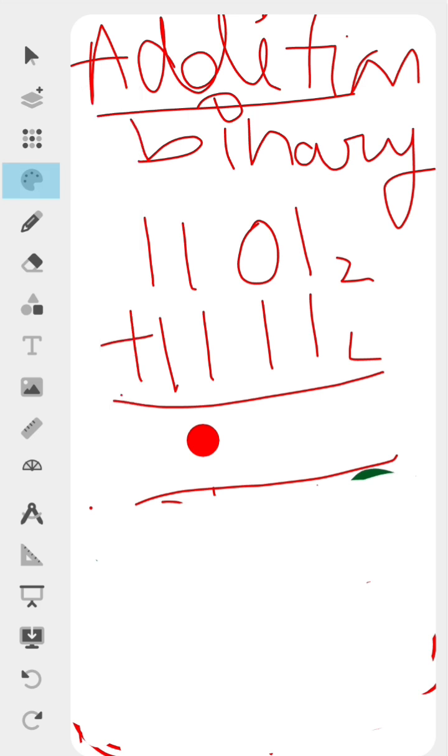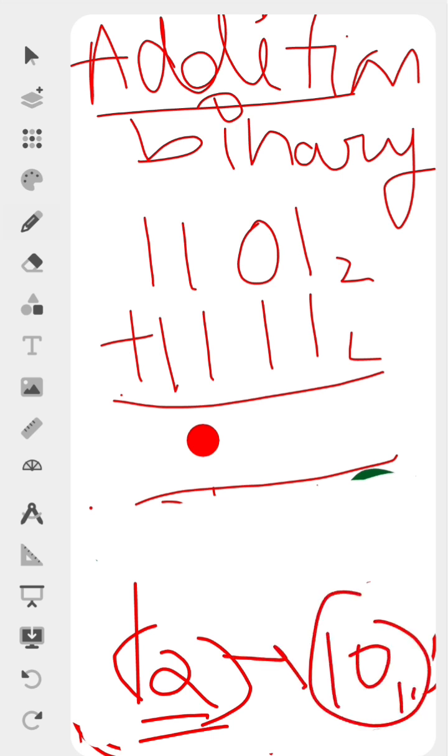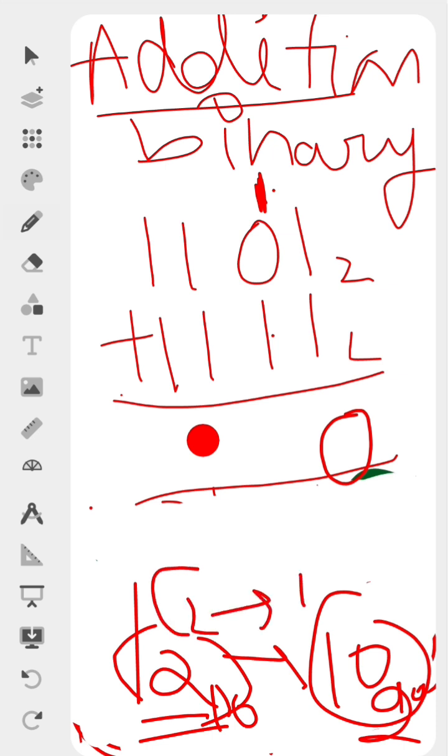So what will I do is 1 plus 1 was coming out as 2, and this 2 was nothing but 10 in binary. So this 0 will go here and this 1 will go here. Now 1 plus 1 is again 2, and this 2 can be written as 10 in binary. So again a 0 and a 1.